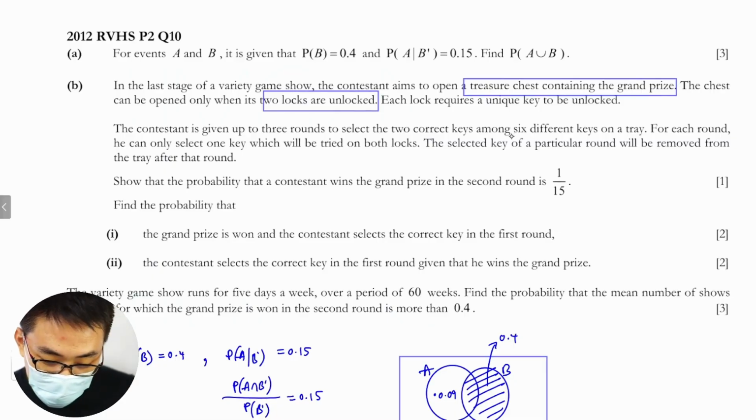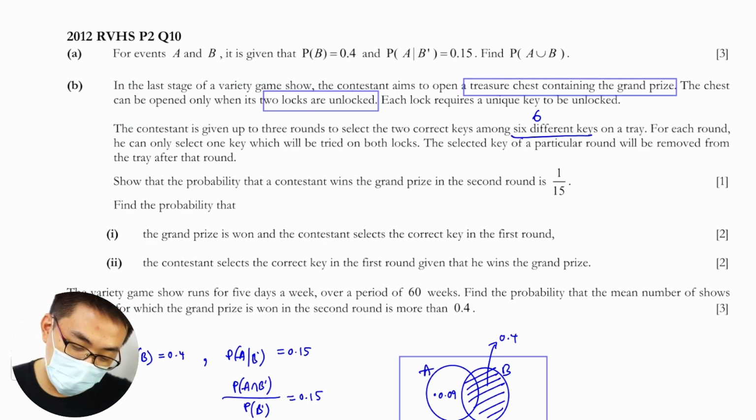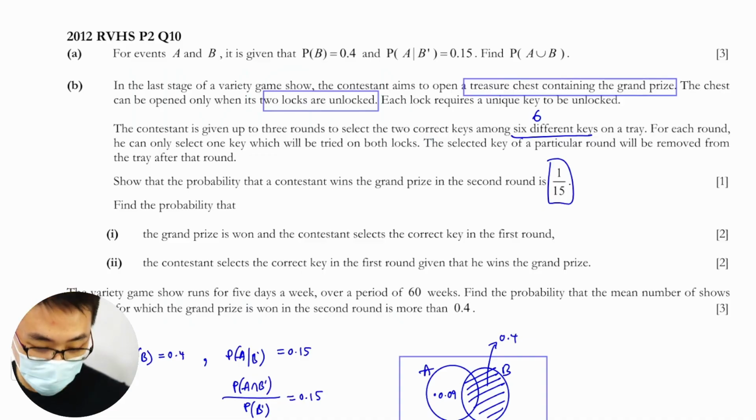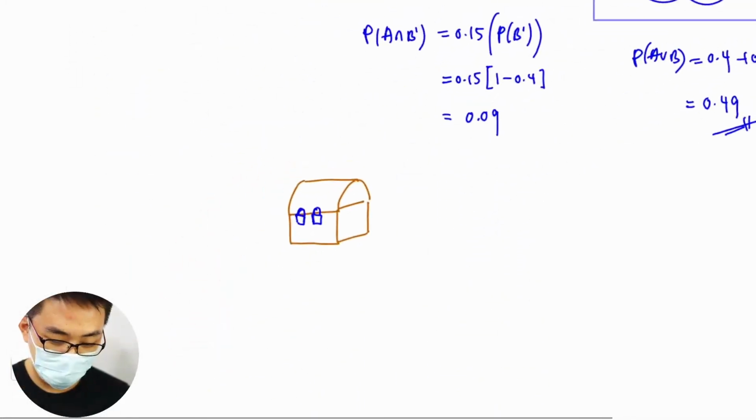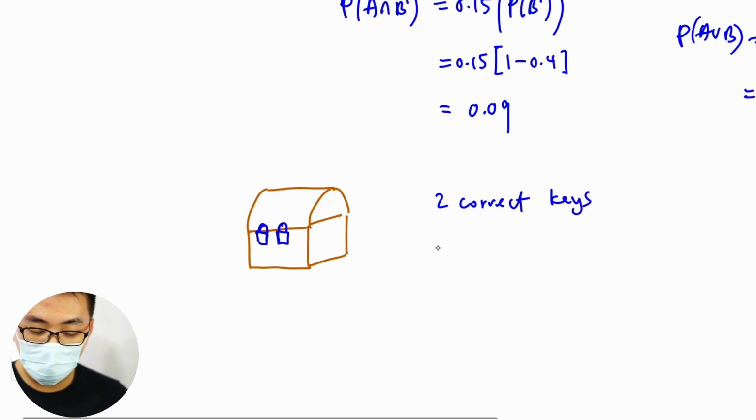So then, select 2 among the 6 keys. For each round, he can only select 1 key, which will be tried on both locks. The selected key on a particular round will be removed from the tray after that round, so that the probability that the contestant will win the grand prize in the second round is 1/15. For the first one, to show, you only have 2 correct keys, right? And then you have a total of 6 keys.